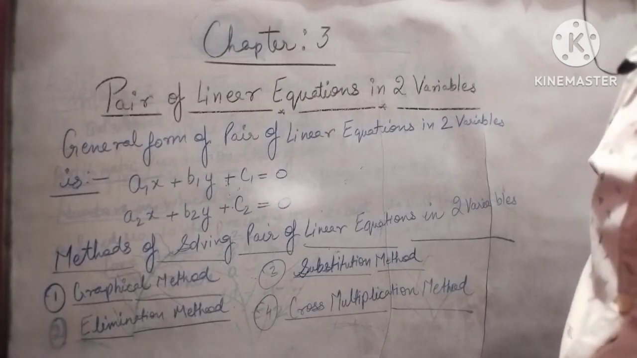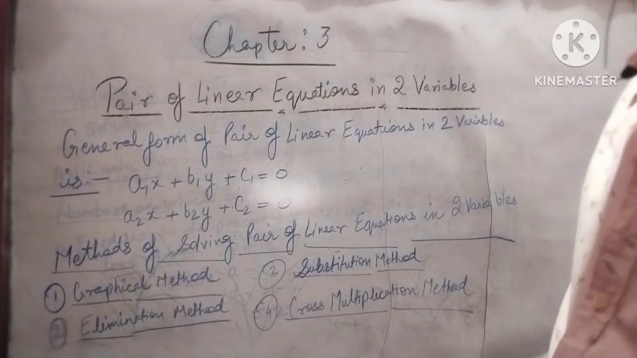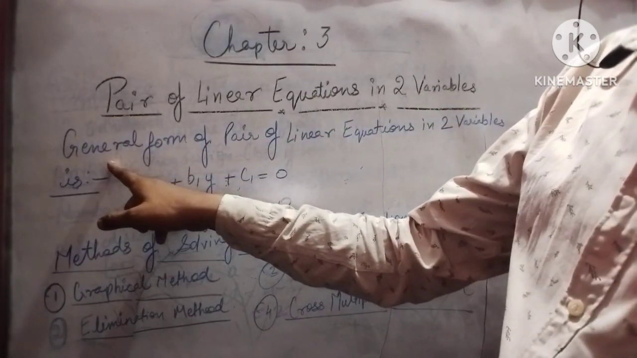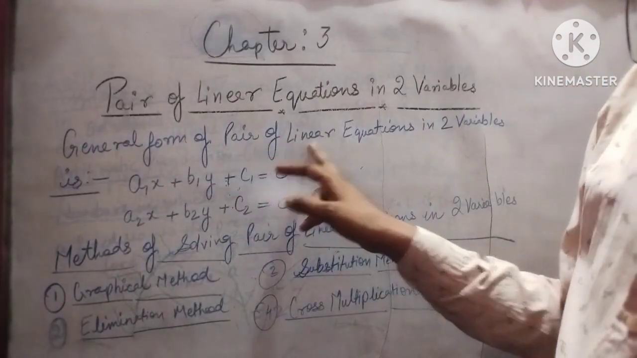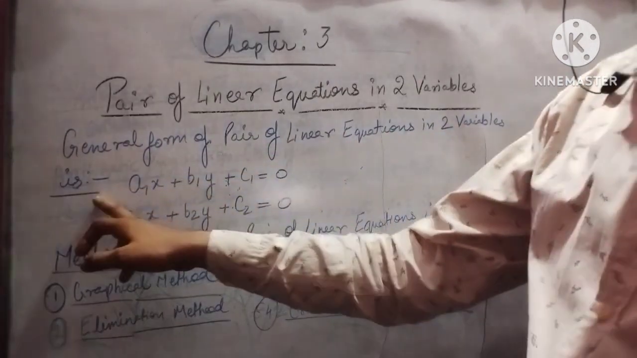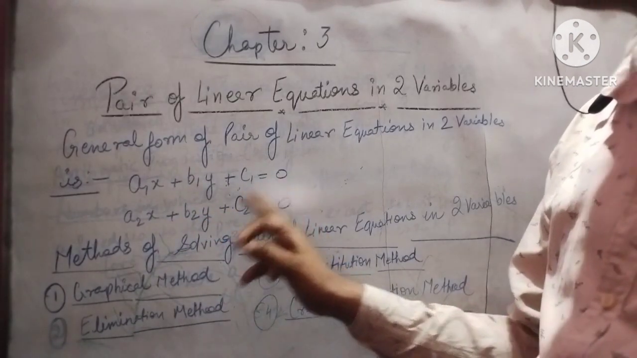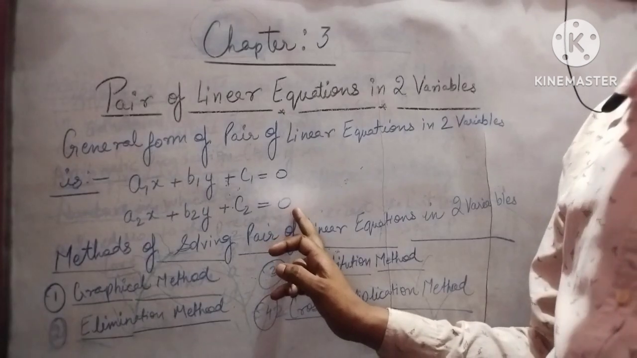Today we are going to discuss chapter 3, that is pair of linear equations in two variables. So here in pair of linear equations in two variables, the general form of pair of linear equations in two variables is a1x plus b1y plus c1 equals to 0, a2x plus b2y plus c2 equals to 0.